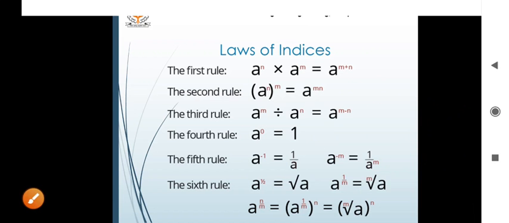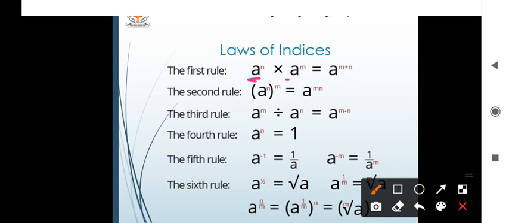So the first rule is for the product or multiplication of two index figures such that their bases are same and the indices may be different. In that case, we just add the indices to get the final product. In case of division, you just write it as a raised to m minus n. That is, we take the difference of the numerator's index and the denominator's index. So it gives us a raised to m minus n within a few seconds.